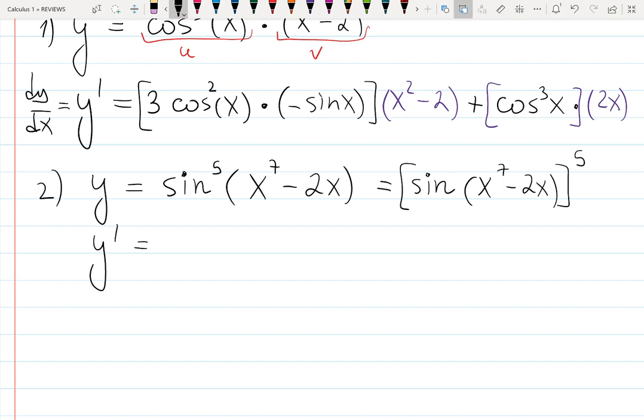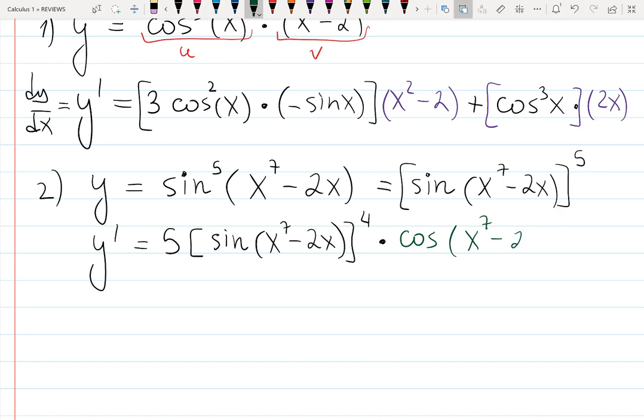Then when I want to differentiate that, 5 goes down, copy everything inside, sine of x to the 7 minus 2x, change the exponent to 4 times, now I can differentiate the function inside. What do you see inside? I see sine of something, some kind of angle, and that angle is x to the 7 minus 2x. Derivative of sine is cosine, copy that angle, do not change it, copy. Too early, you cannot reach it yet. And then finally times the derivative of the function inside.